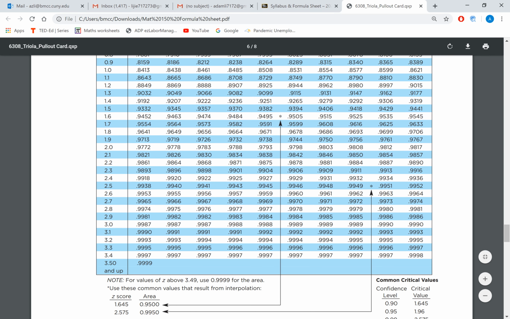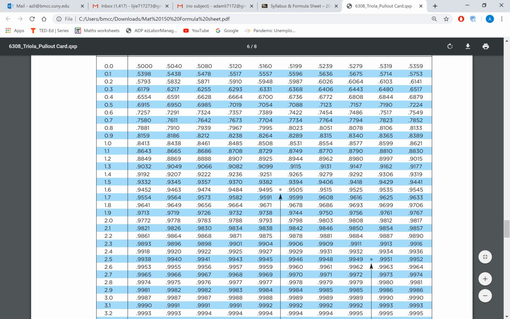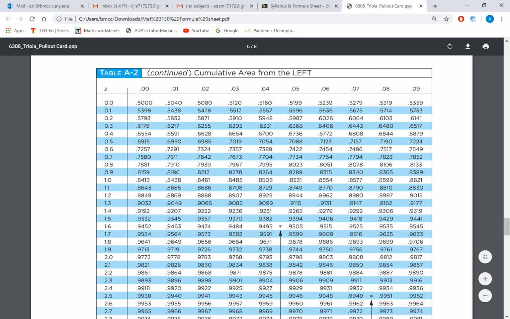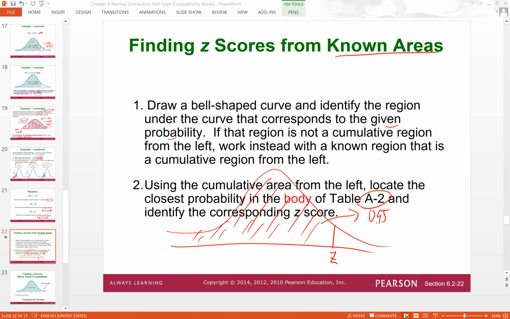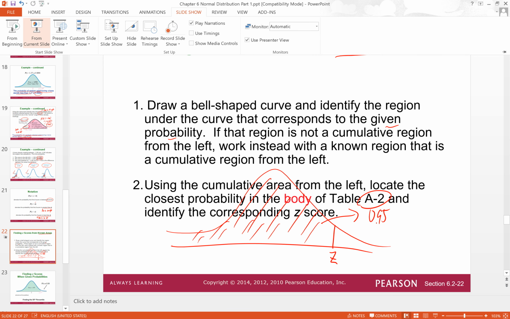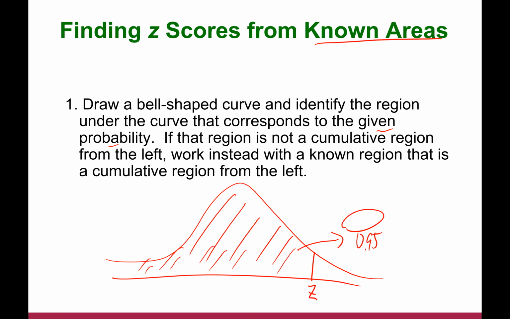That's how you find the z-score given the probability. So basically you go to the center of the table and then go backwards to trace down the corresponding z-score. Okay, and let's go back to the PowerPoint. So the z-score here turned out to be 1.645. It's equal to 1.64 plus 1.65 divided by 2, which is 1.645.